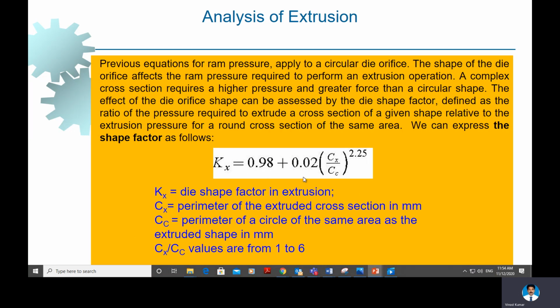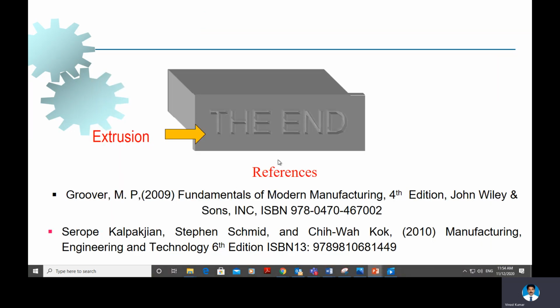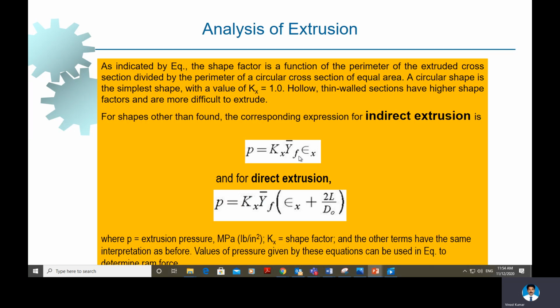This is used to account for the change in shape, the complexity of the shape, in the calculation. So Kx multiplied by the average flow stress times extrusion strain will give you the pressure in the case of indirect extrusion. In the case of direct extrusion, pressure required is shape factor Kx times flow stress times epsilon x, the extrusion strain, plus 2L over D naught.